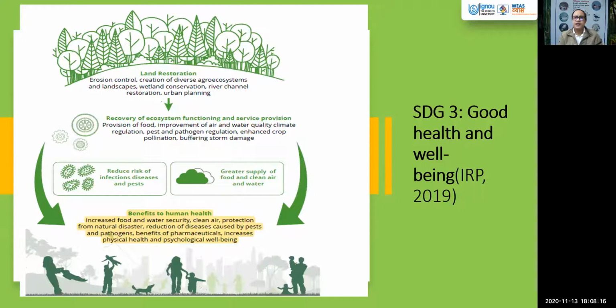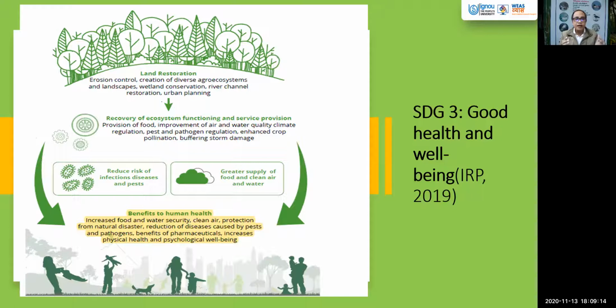To understand this concept, take land restoration, for example. To achieve good health and well-being, if you find some degraded land, how does it link with good health and well-being? When you restore a particular land, a particular area of landscape, your erosion will be controlled, creation of a diverse ecosystem landscape will happen, wetland conservation, river channel restoration, urban planning. This gives you recovery of ecosystem functioning and service provision, meaning food, good water quality, air quality, then climate regulation, pest and pathogen regulation, enhanced crop pollination, buffering storm damages.